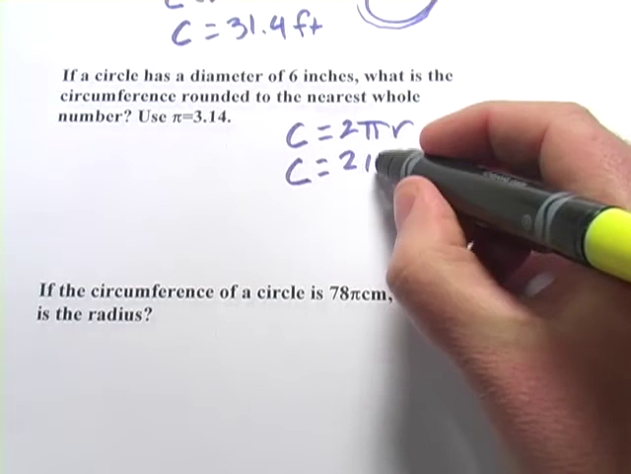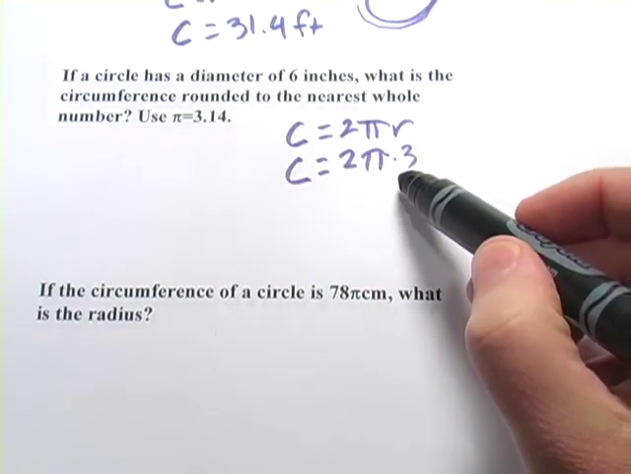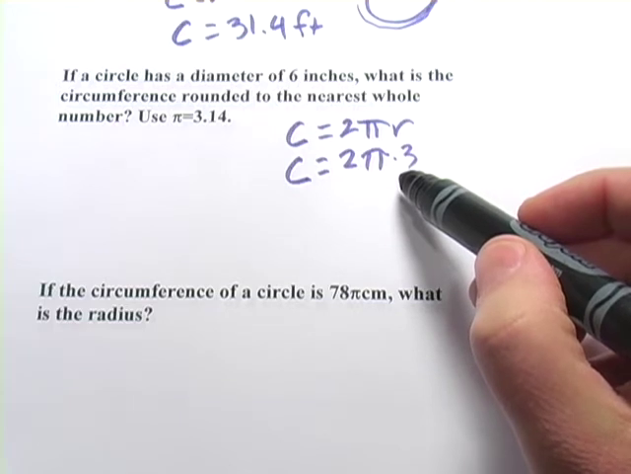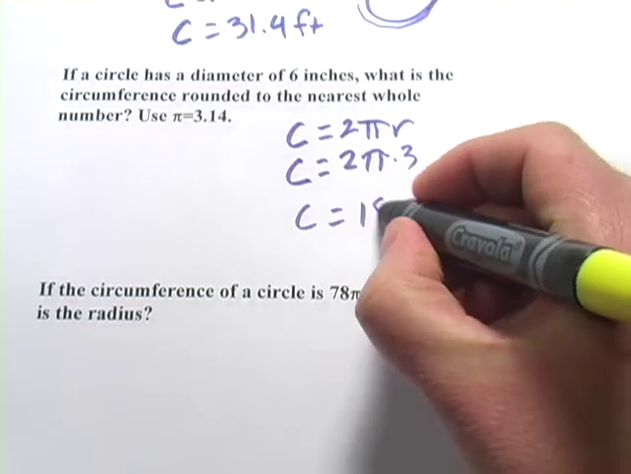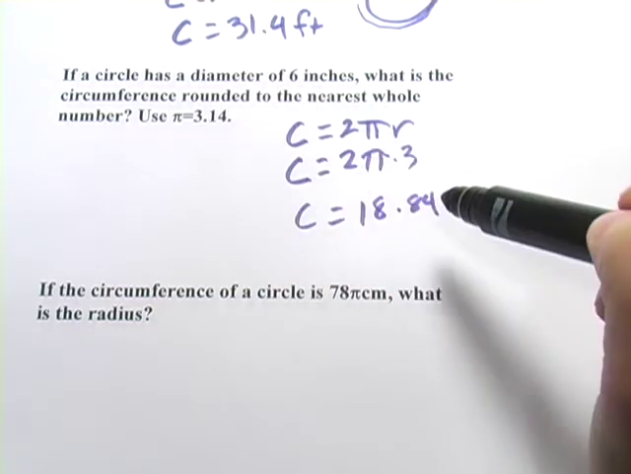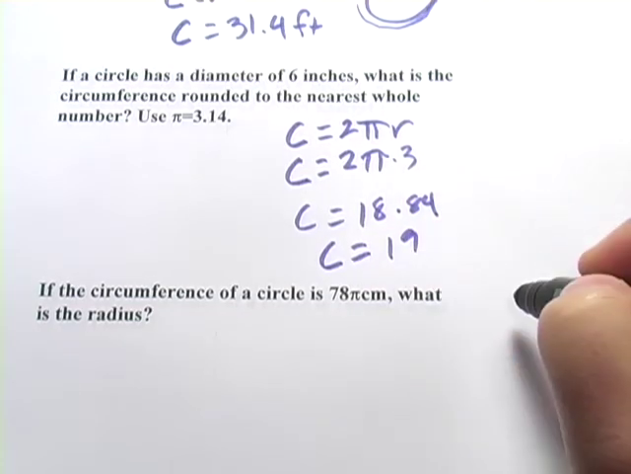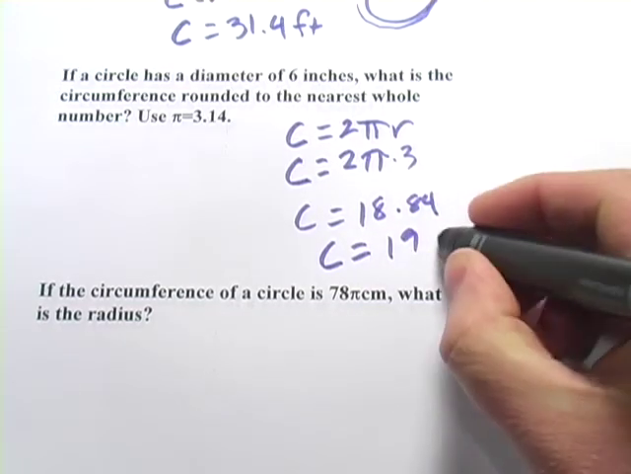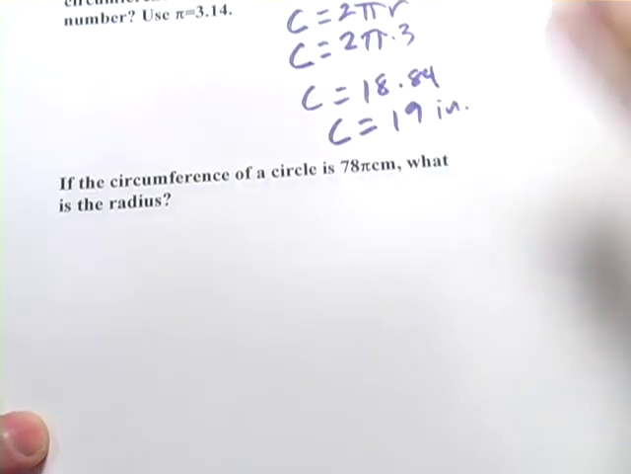So 2 times pi times 3. That would be 6 times pi, or 6 times 3.14, and I think that would be 18.84, but they wanted this rounded to the nearest whole number, so this would be circumference equals 19, and this was inches. All right, let's look at one more here.